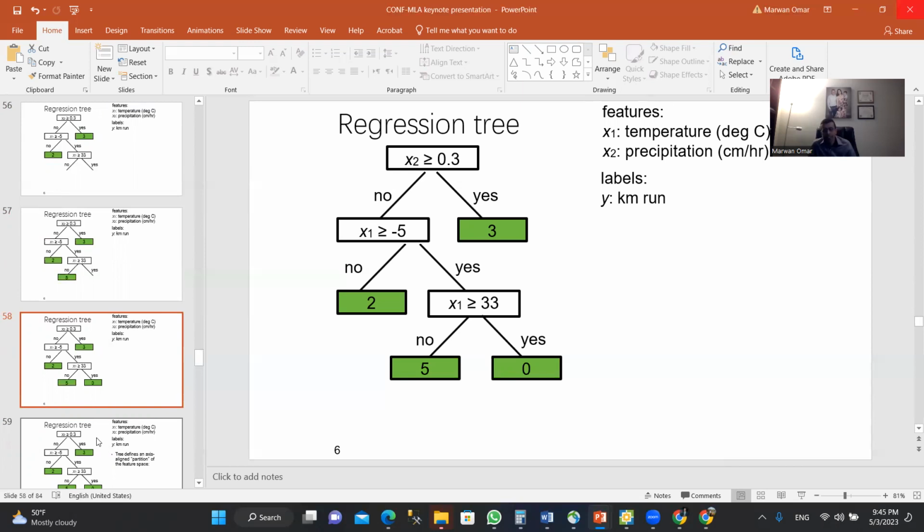So this is an example of a regression tree. Unlike a classification tree, we have different values, not just 0 or 1, yes or no. There are different values. So this is a regression tree.